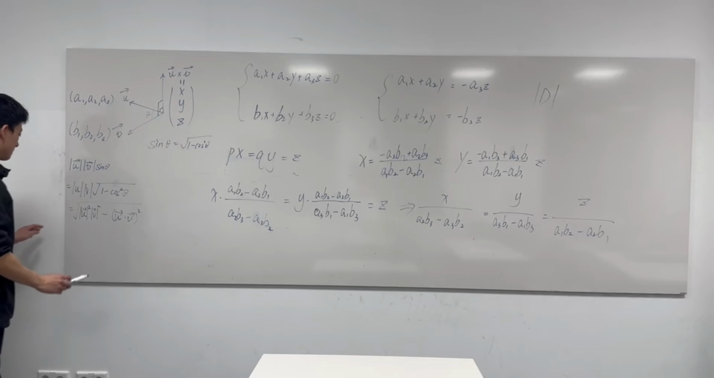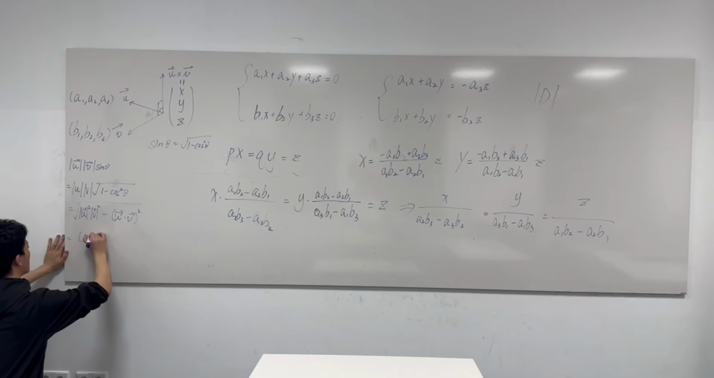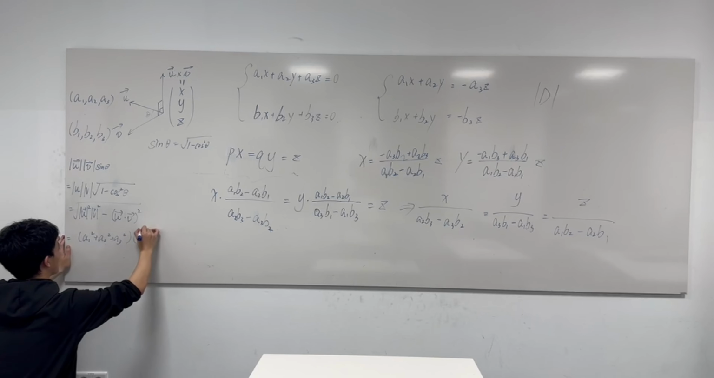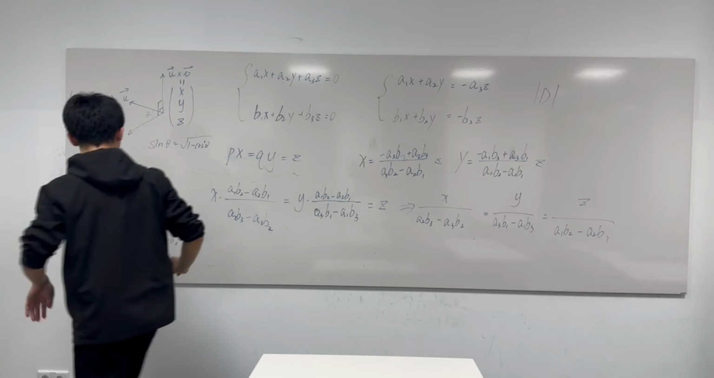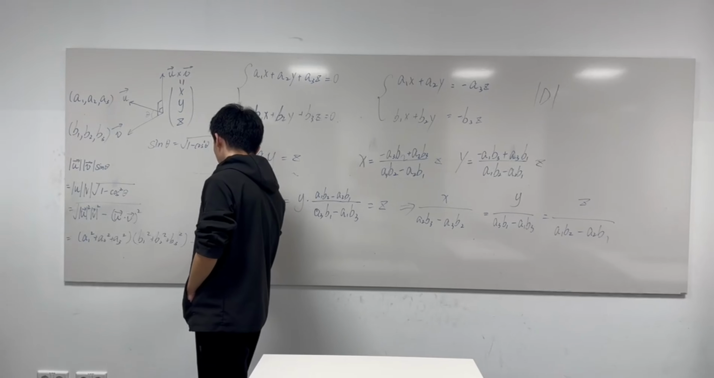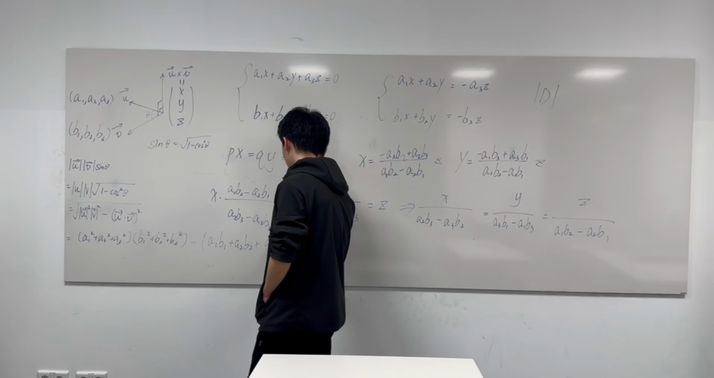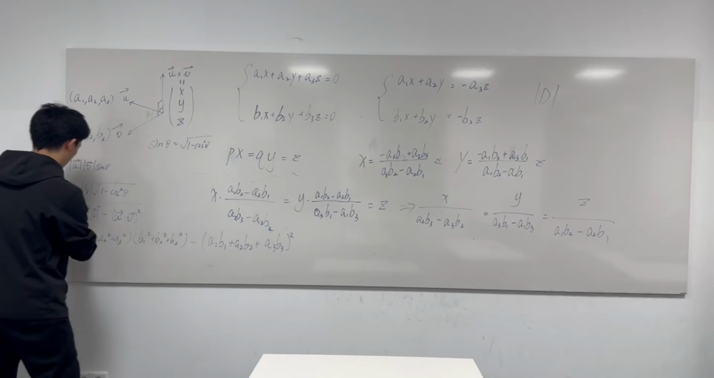And then we can expand it. We will get a1 squared plus a2 squared plus a3 squared, times b1 squared plus b2 squared plus b3 squared, minus a1b1 plus a2b2 plus a3b3, squared, then take the square root of the whole thing.